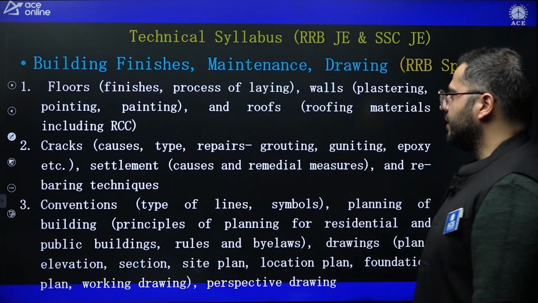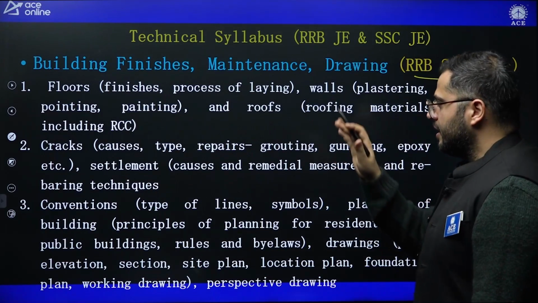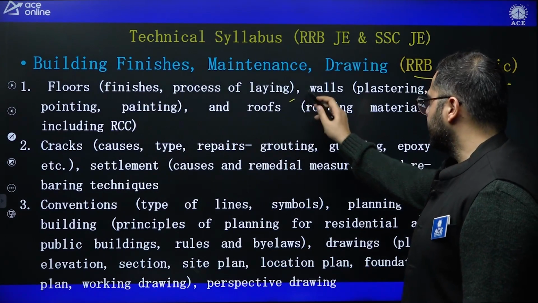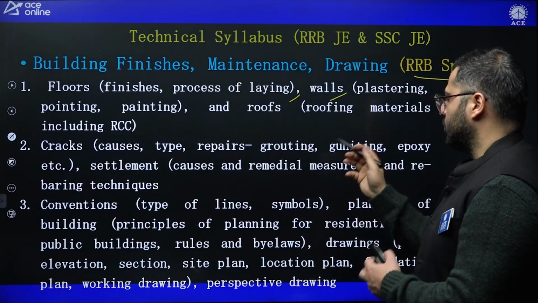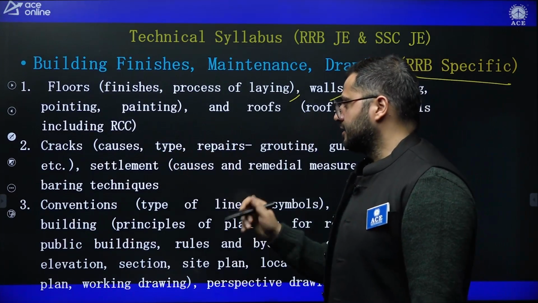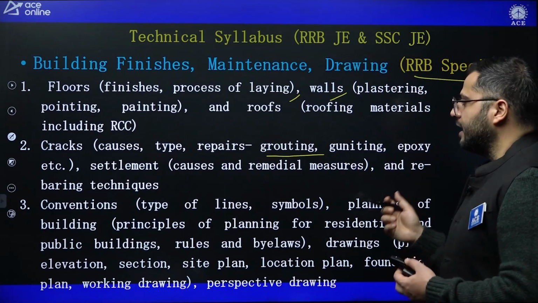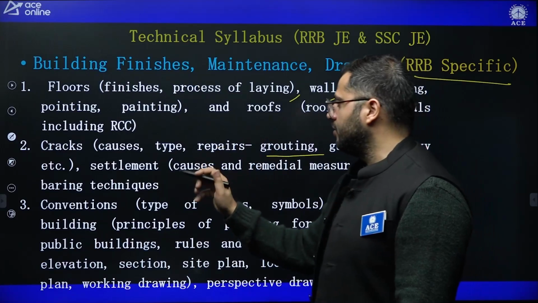After that, building finishes, maintenance and drawing. This is again RRB JE specific. Floors, finishes and laying. After that, walls, roofs are to be covered, including RCC. Cracks, causes, types, repair, right, with grouting, gunniting, epoxy, etc. are all to be covered.